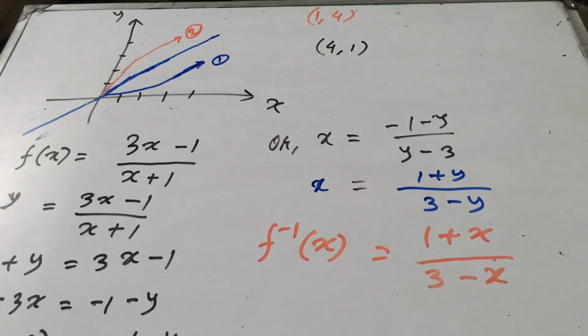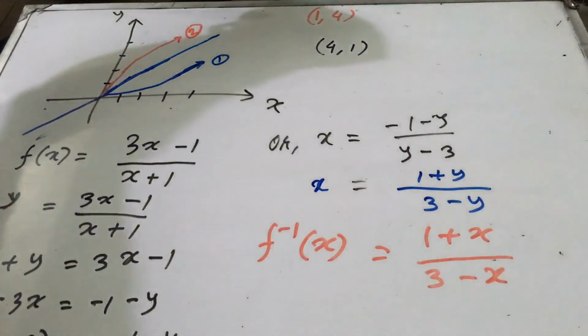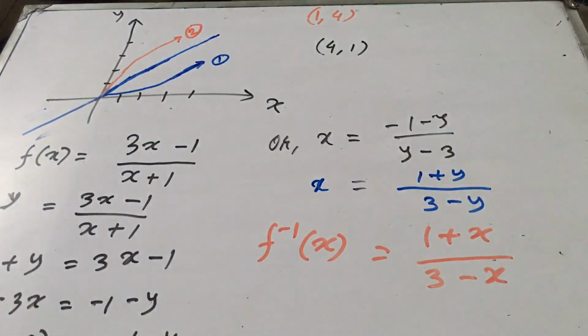So that was the calculation, and that is what I said. Like 1 and 4, see how we found the inverse. 1 and 4, when interchanged, become 4 and 1. This is how we get it.